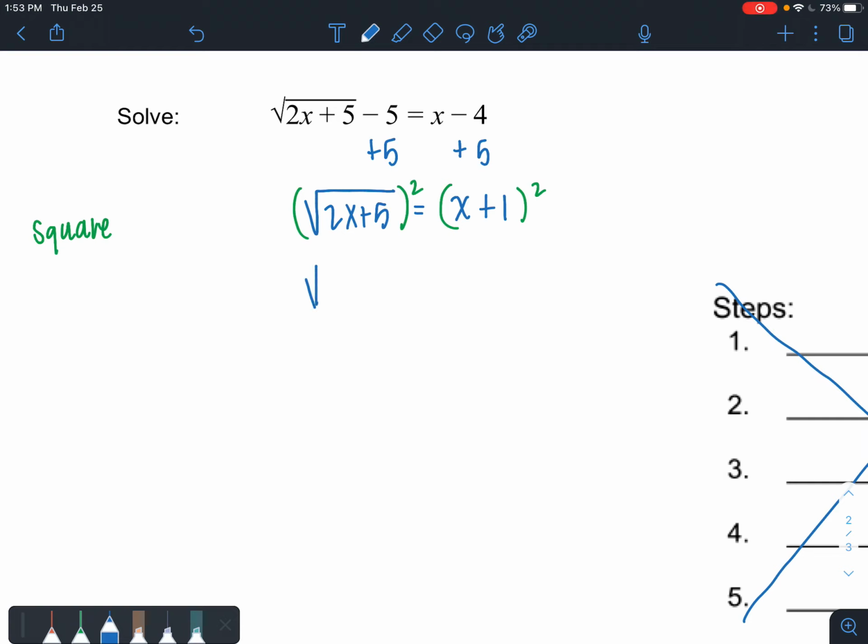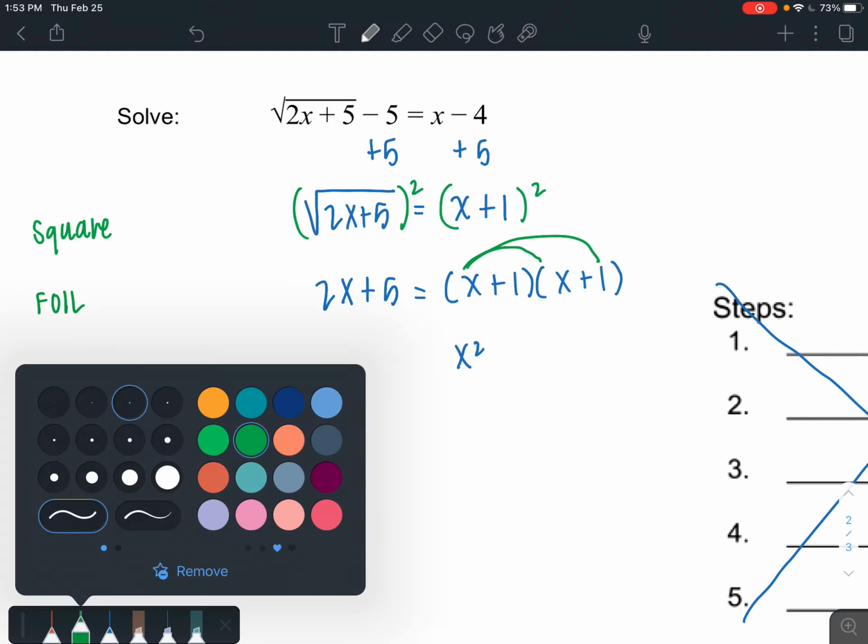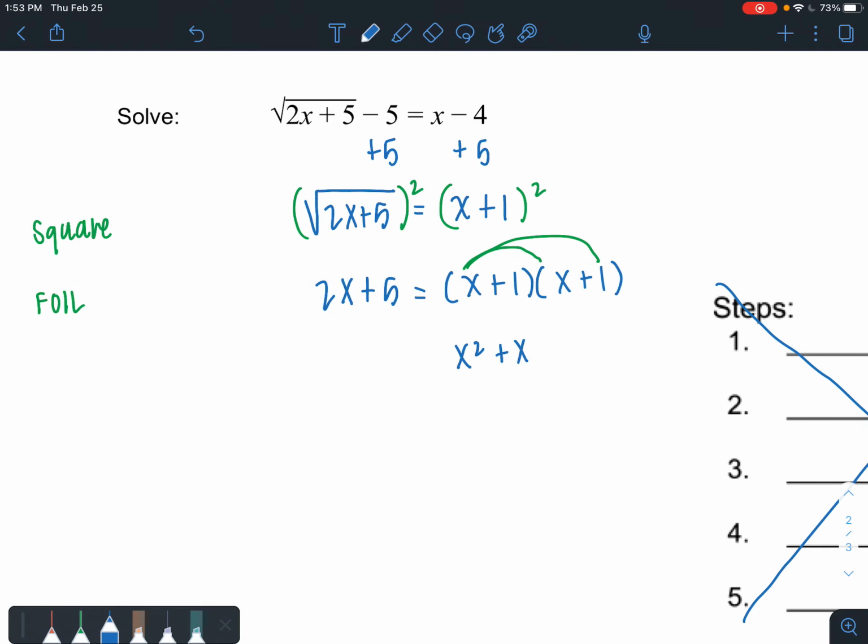The square root goes away, so I have 2x plus 5 equals x plus 1 times x plus 1, because that's what the squared means. Now I need to FOIL, which again we know how to do. x times x gets x squared, x times 1 we get x, 1 times x we get x, and 1 times 1 is 1.